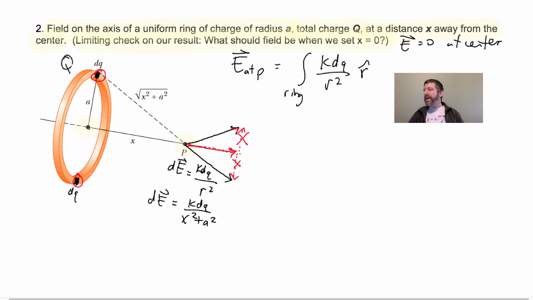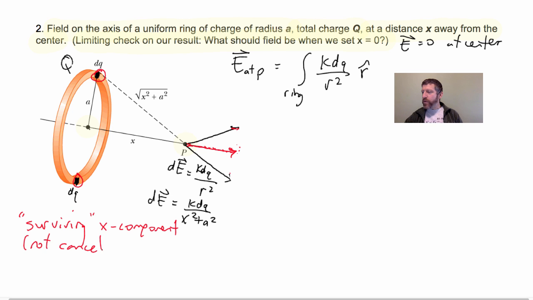So all I need to do is figure out the x components of each of these fields caused by every single dq on here, and then I add up those x components. So what I have to figure out next is the "surviving" x component, which is not canceled. What does that equal?